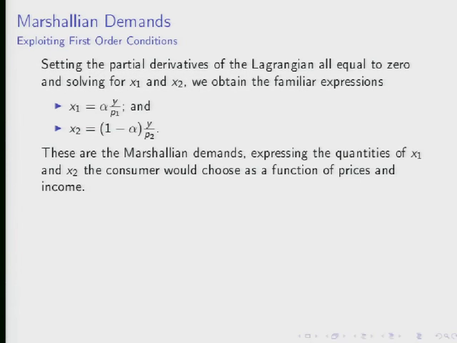So that would give us, let's see if I can do this, x2 would be equal to p1 over p2, x1, minus that, and plus y divided by p2. So here's an expression for x2 in terms of x1, y, and the prices. Then I can substitute this expression for x2 into this equation. That gives me, so let's call this bc, and let's call this star.